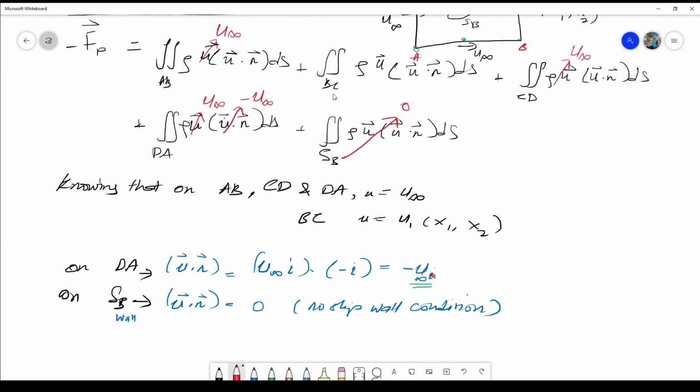And on the surface BC, which is at the outlet condition of our boundary, we have the term u, which is equal to ui, and then we have u dot n on the outlet surface of our boundary, which is here again equal to ui.